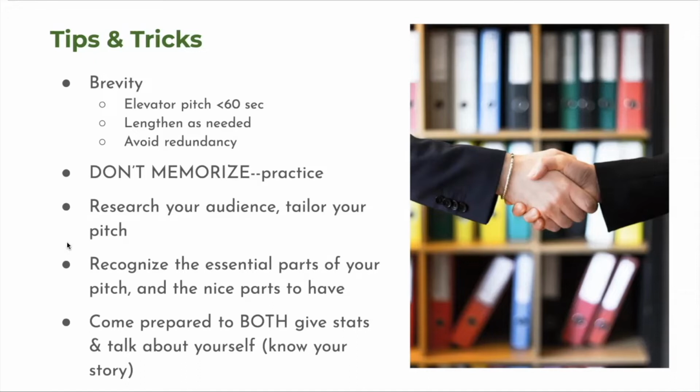And then finally, come prepared to give both statistics, the appeal to the head part, and also talk about yourself, appealing to more of the heart, because different people will respond in different ways. So at first, especially if you're having a longer meeting, you can start with both. And then when you see what they care about more, or if you already know the person and know what they respond to the most, then you can shift gears and focus on what is going to be more effective for your audience. So this essentially means know your story really well, know the factual side of things, and also the emotional side as well.